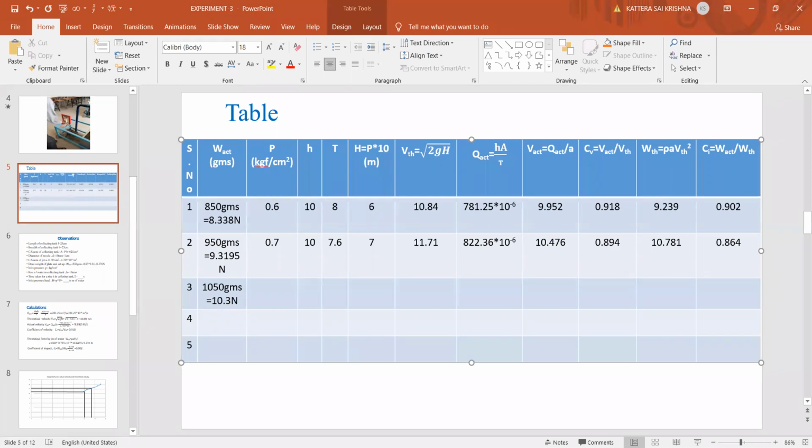Next, the pressure from the pressure gauge, what we are seeing is 0.8. Again, for a 10 centimeter rise in the collecting tank, the time taken is 6.8. Okay, so we have stopped.